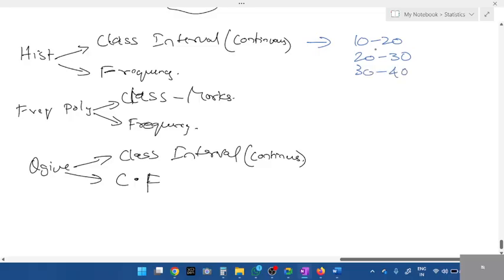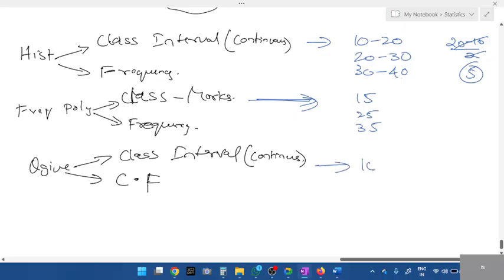This is known as continuous class interval. When we talk about class marks, what lies between 10 and 20? Tell me what lies between 10 and 20. How will you calculate? 20 minus 10 divided by 2 is 5. Add 5 with all these first values, what you get? 15, 25, and these are known as class marks. Yes. Make a note of this. These are known as class marks.